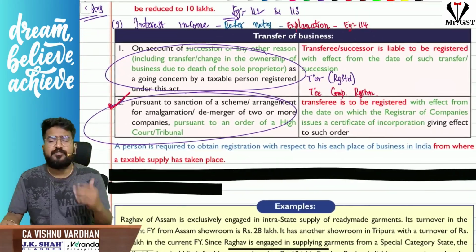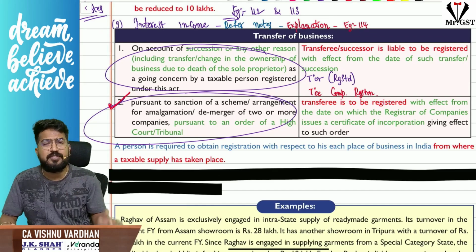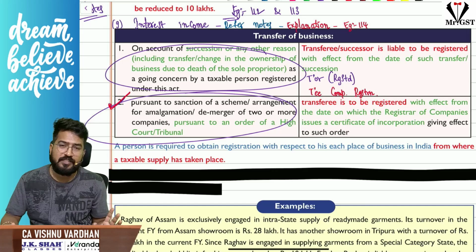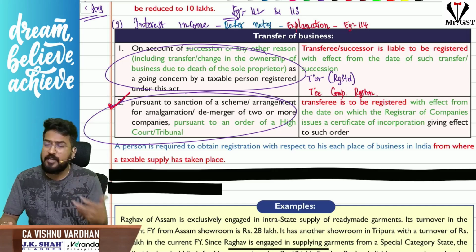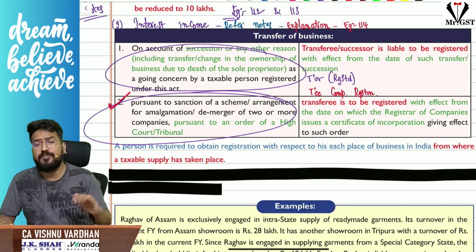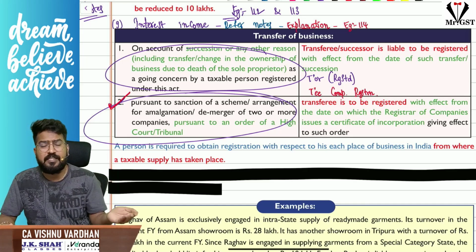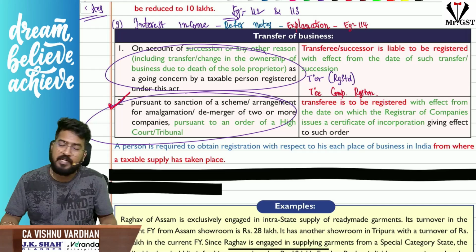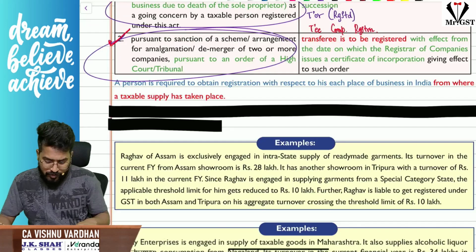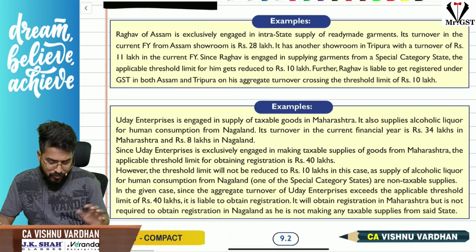If there is any transfer of business, obviously the transferor is registered, so the transferee also should definitely go for registration. And if it is a corporate style of amalgamation, merger, demerger, etc., then in such case also, if the transferor entity is already registered, the resultant entity should also go for GST registration. So that is what the concept is all about. Here there are some examples also, you can just go through this.